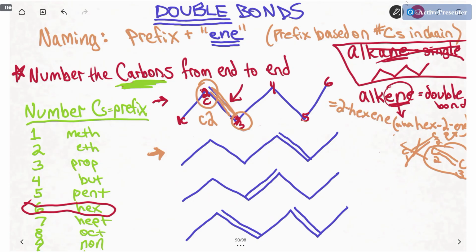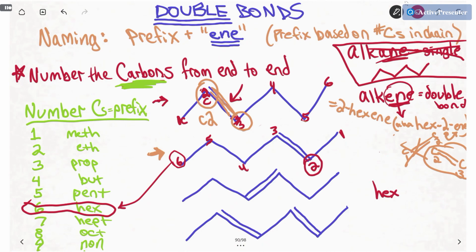So if we were to number these carbons, carbon 1, carbon 2, carbon 3, carbon 4, carbon 5, carbon 6, well, then this would say that between carbon 4 and 5 is the double bond. But that's not the best arrangement to number these carbons, because that doesn't give the double bond the lowest possible number. What we want to do is number it from the other end, 1, 2, 3, 4, 5, 6 carbons. See, it still has a total of 6 carbons, so it's still got that hex prefix.